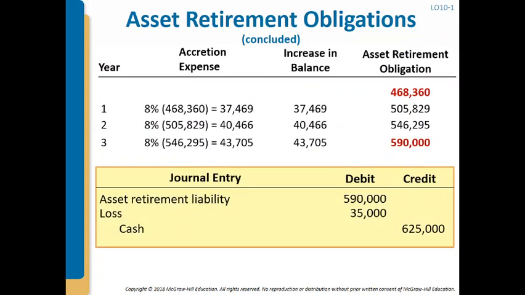Now, what happens if you pay more than what you've amortized or expensed as far as accretion expense? And so here in this example, they actually pay $625,000 to do restoration to the land. You're simply going to recognize that as a loss.